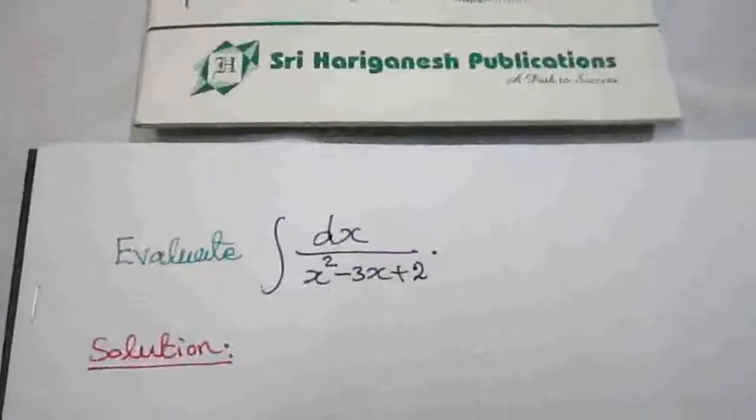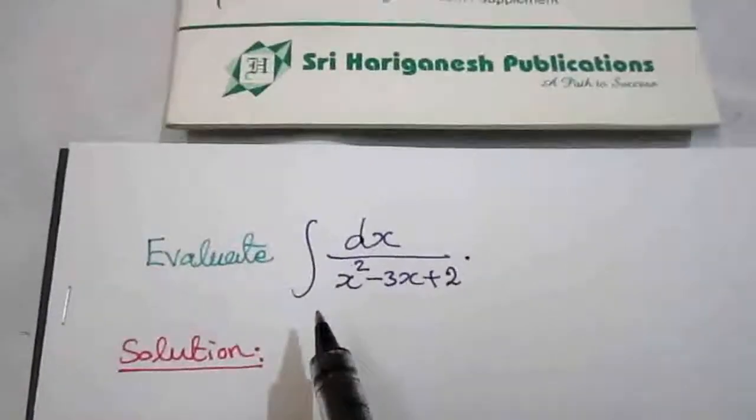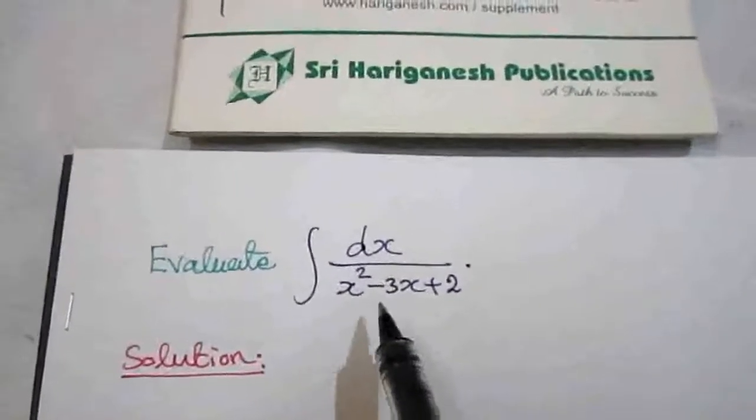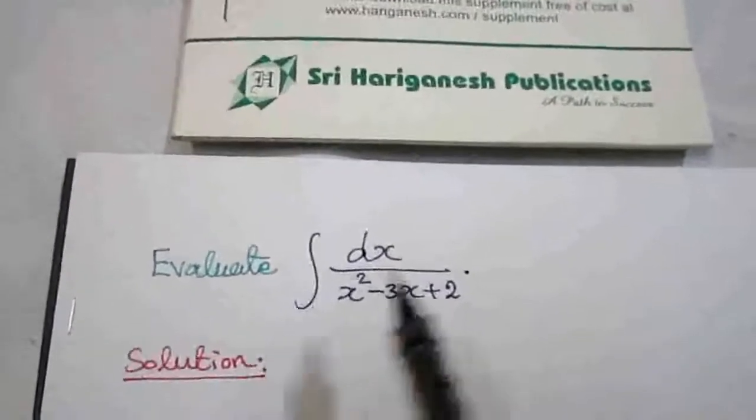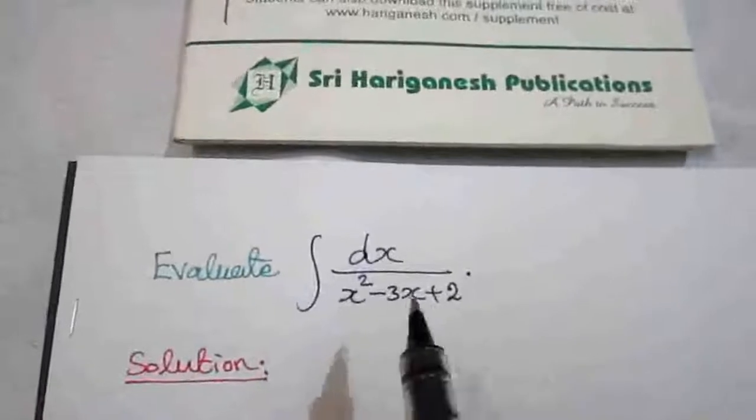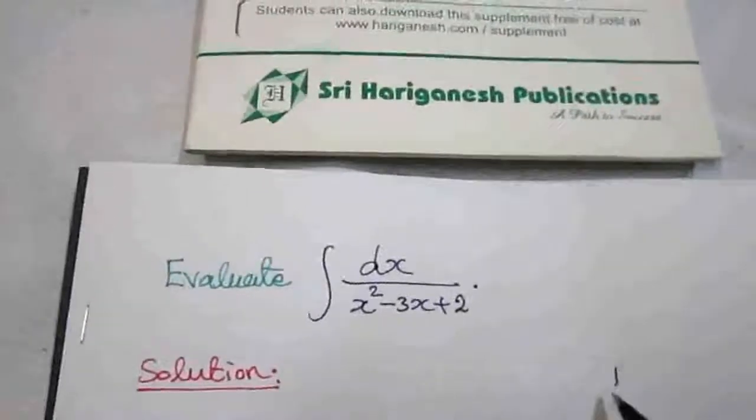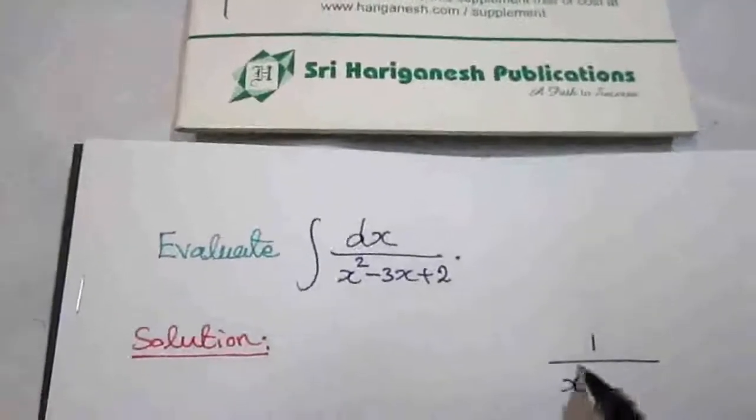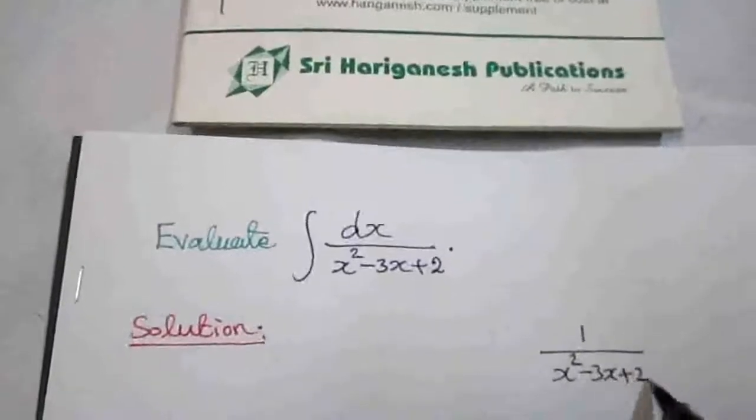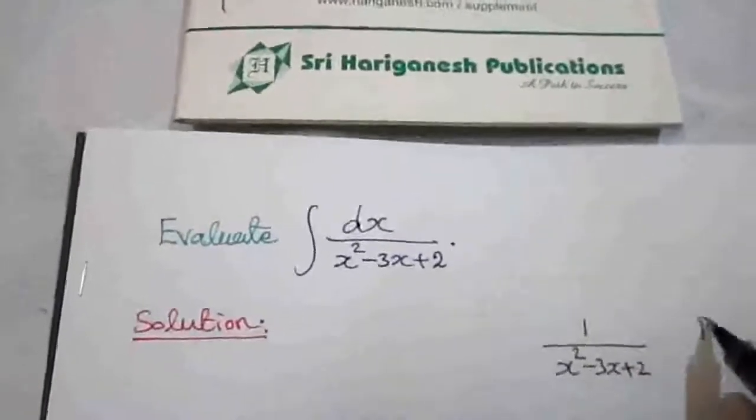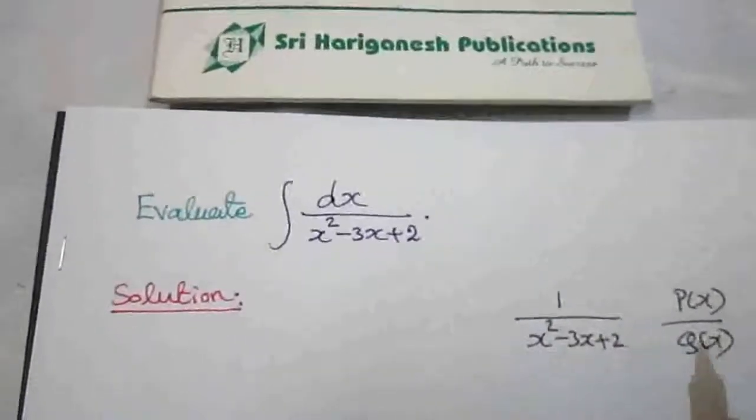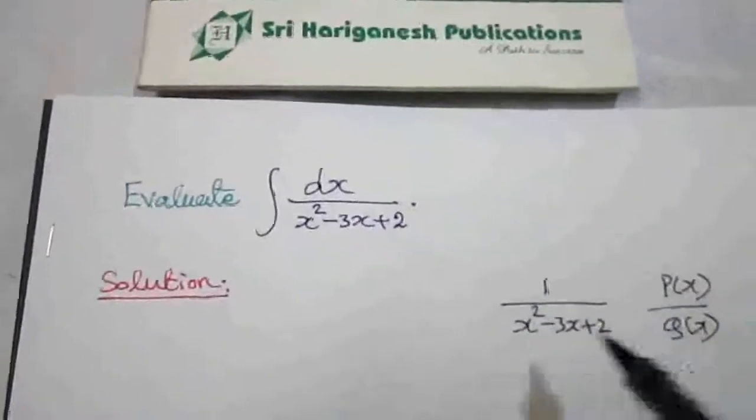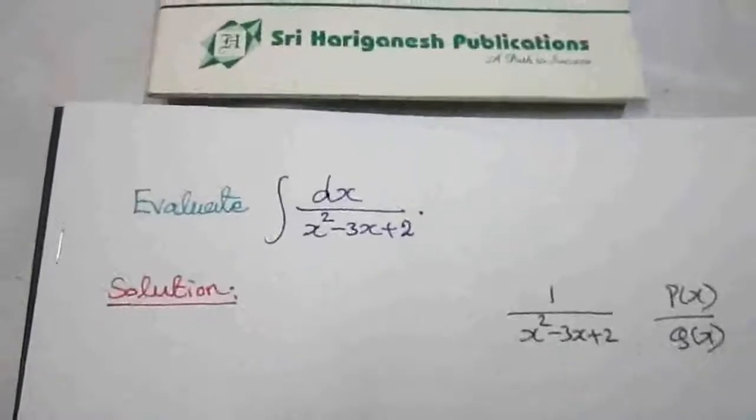The first problem: evaluate the integral dx by x square minus 3x plus 2. So this is the integration of a rational function, because the integrand is 1 by x square minus 3x plus 2. This is of the form p of x by q of x. P of x is 1, q of x is x square minus 3x plus 2.